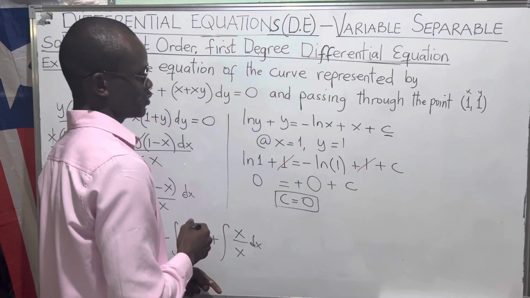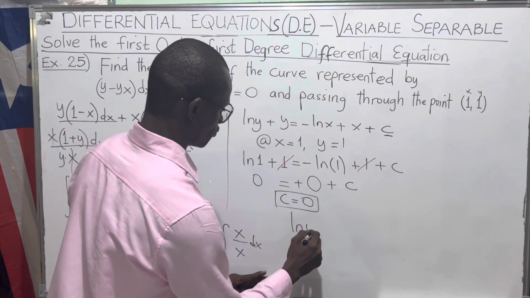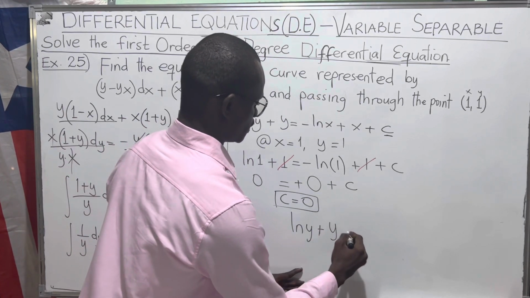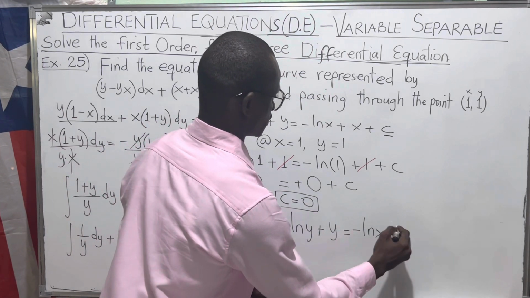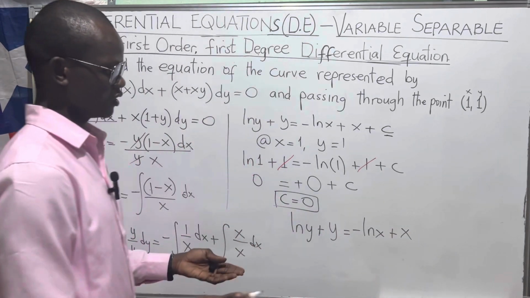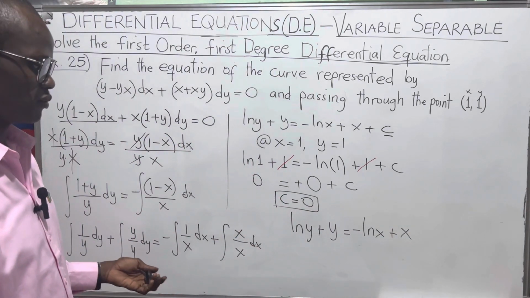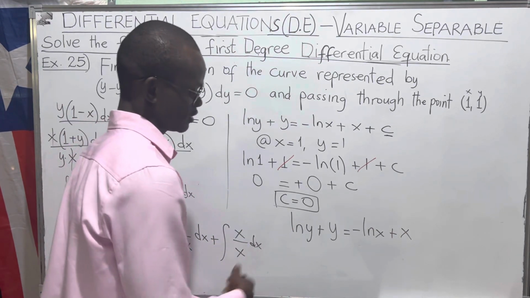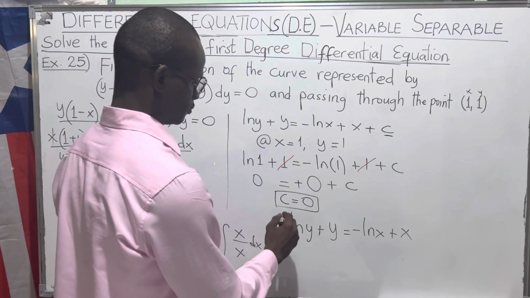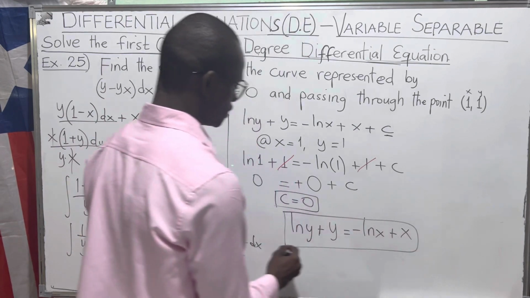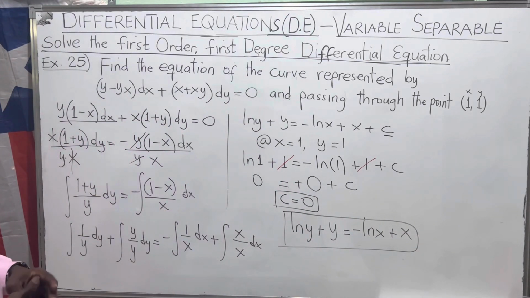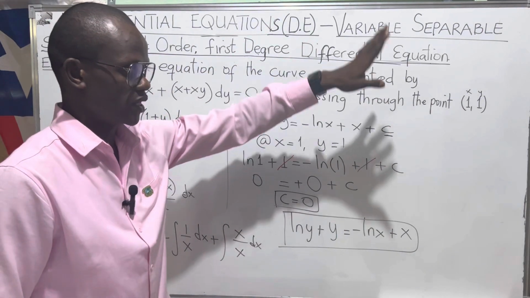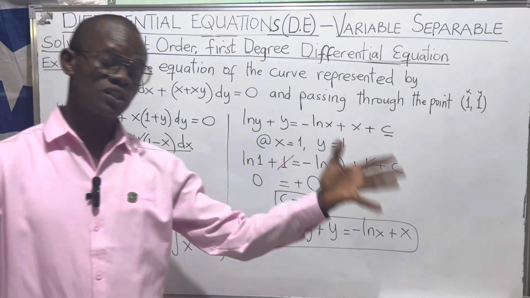Therefore, the equation of the curve is ln of y plus y equals negative ln of x plus x. If you want to simplify it further, you can, but you can just leave it as it is, no problem with it. So that's the equation of the curve that is represented by this differential equation, and it's passing through the point 1, 1.